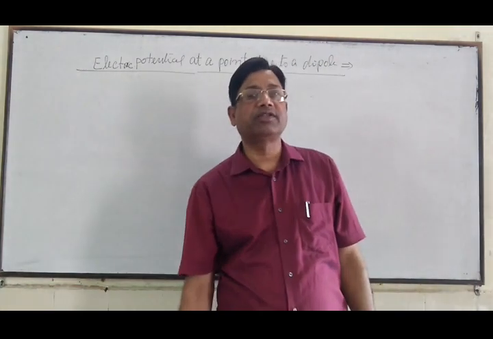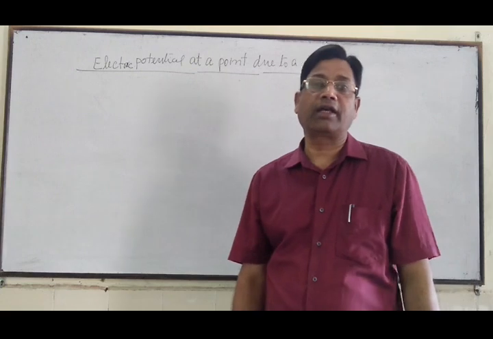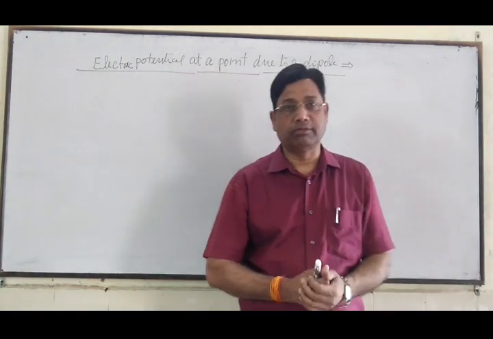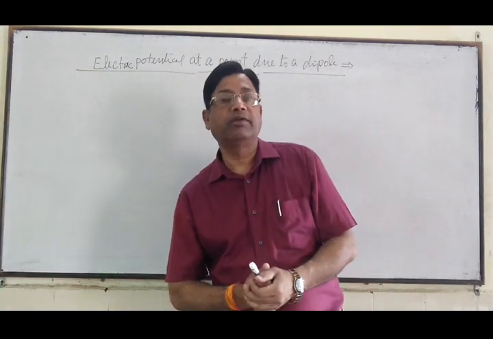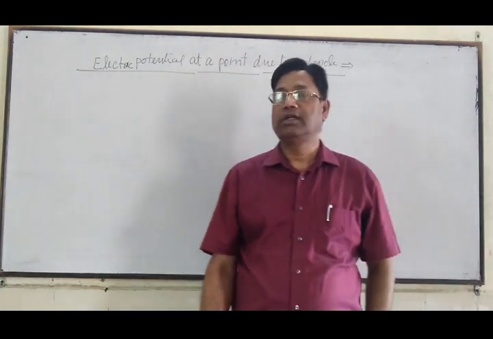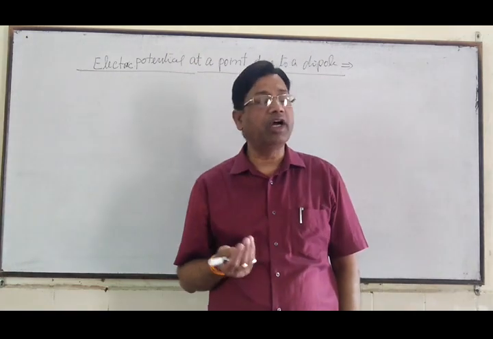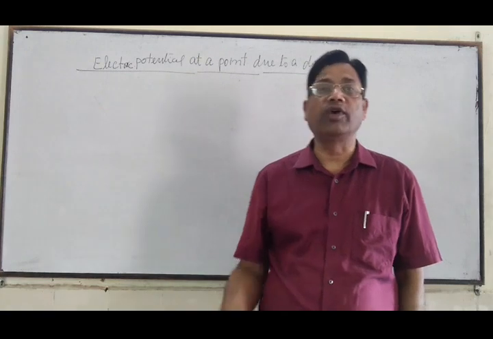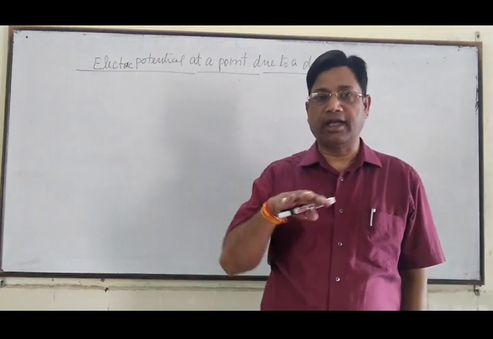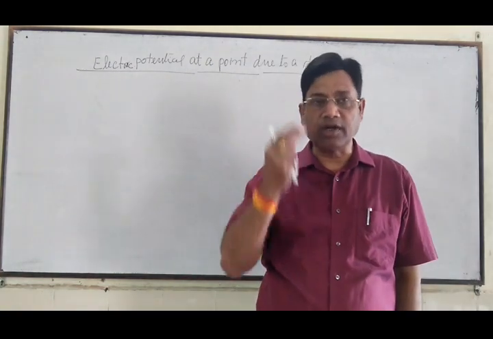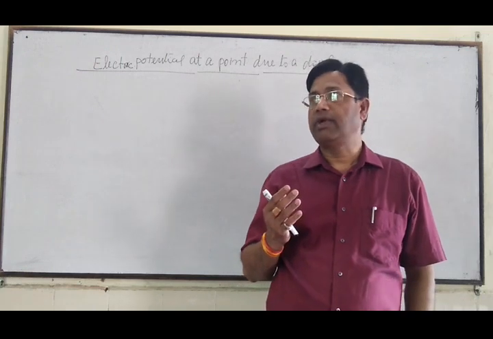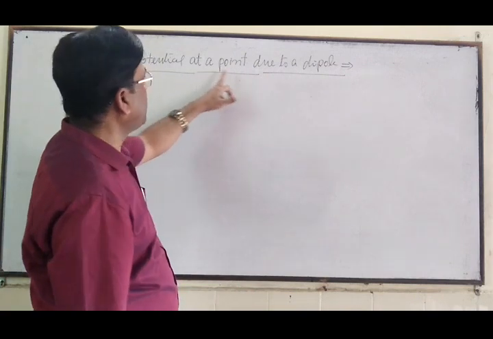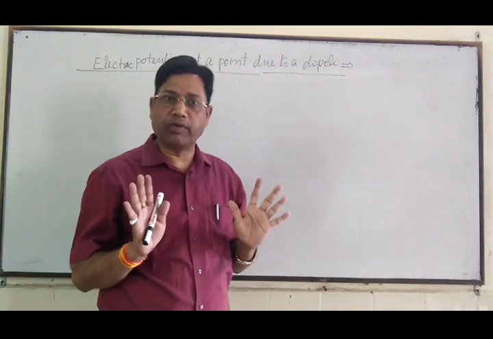Today our topic is to find the electric potential at a point due to a dipole. Earlier we found the intensity of electric field due to a dipole in electrostatics in the first lesson, in different locations like on the axial line or equatorial line. But today's topic is the electric potential at a point due to a dipole.